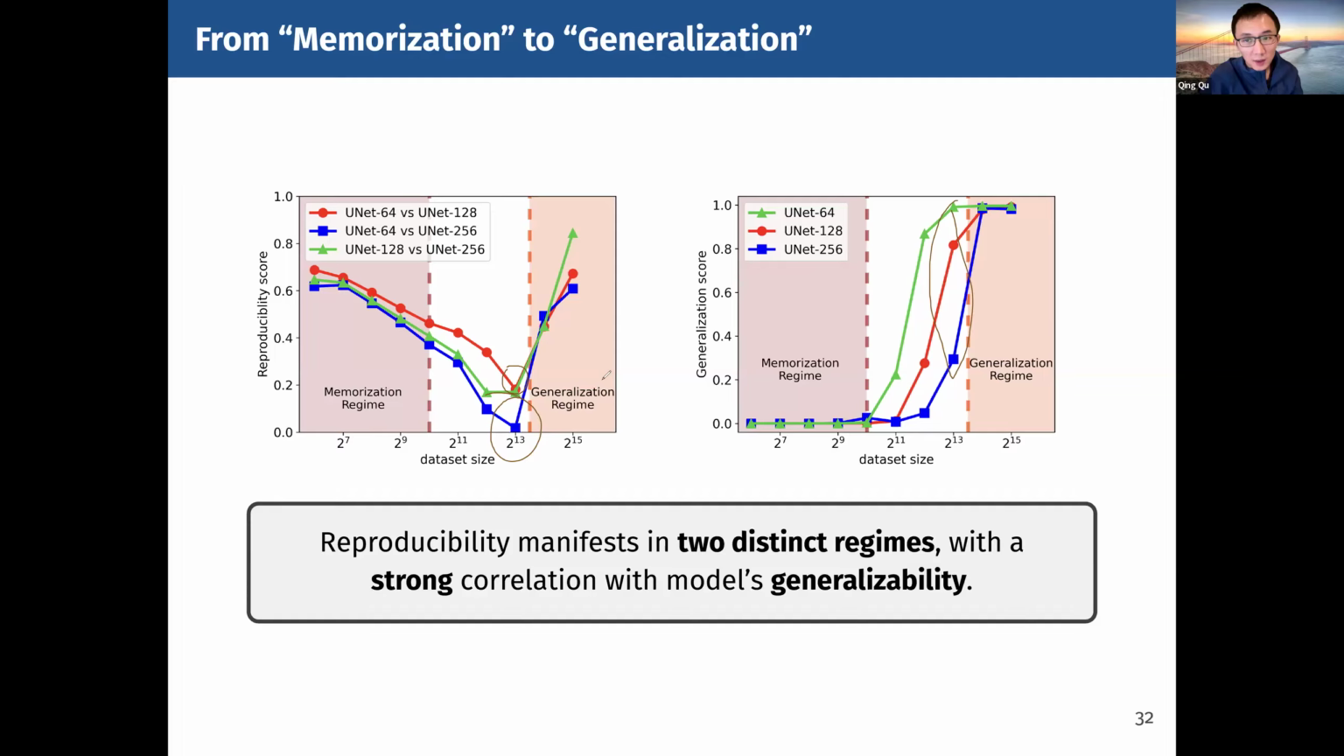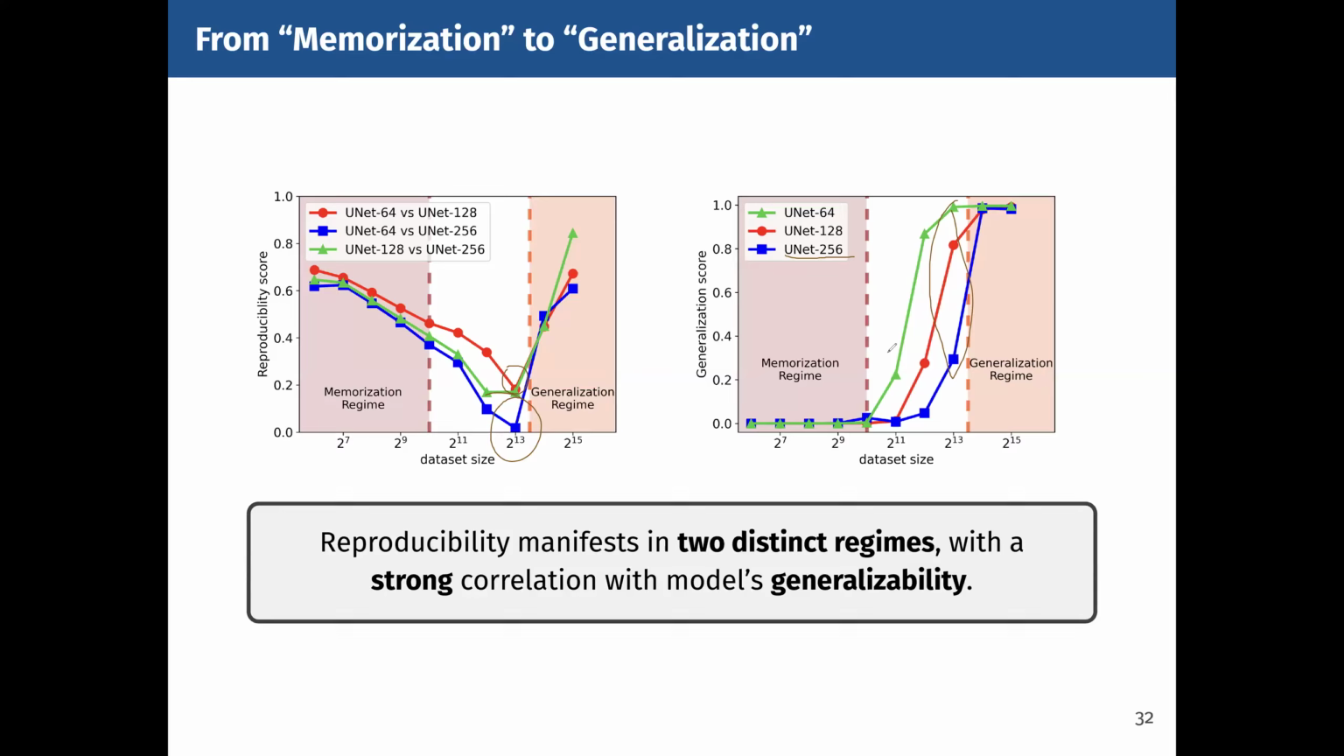So I think here, when the model size is larger, you need more samples to enable generalization. So here, larger models are more prone to overfitting, right? And then you need more samples. That's why they generalize later compared to the smaller models, like UNet 64 and 128.